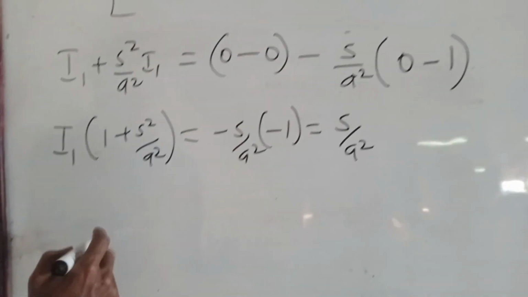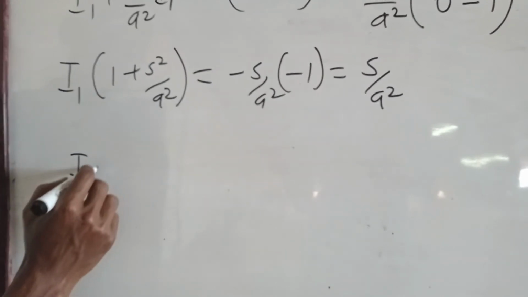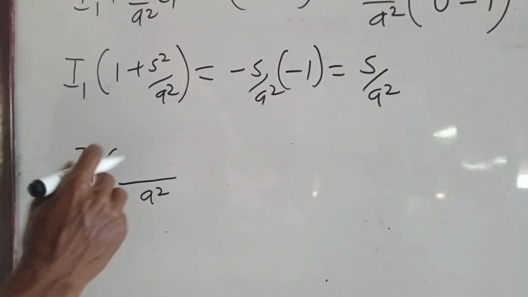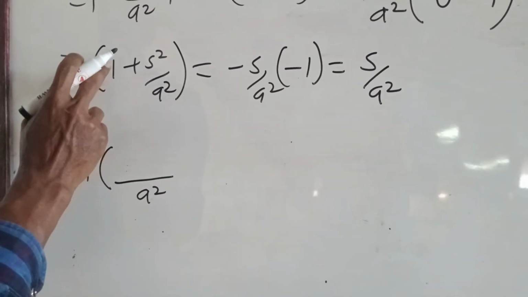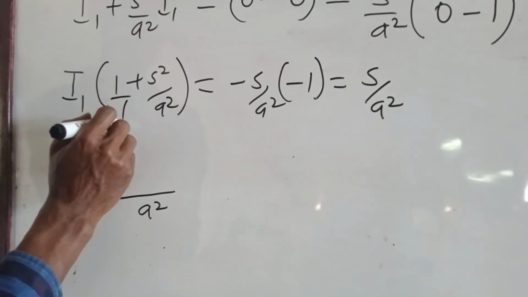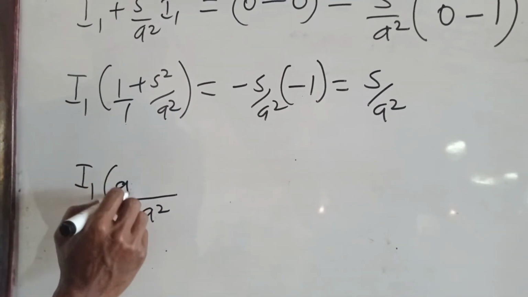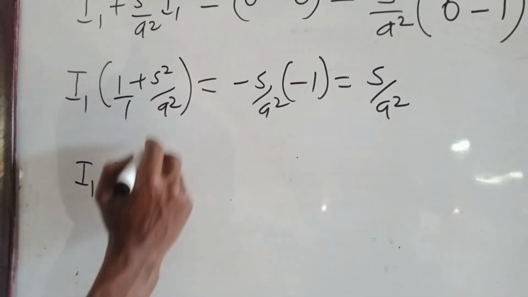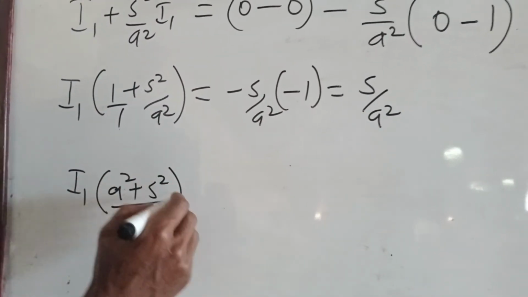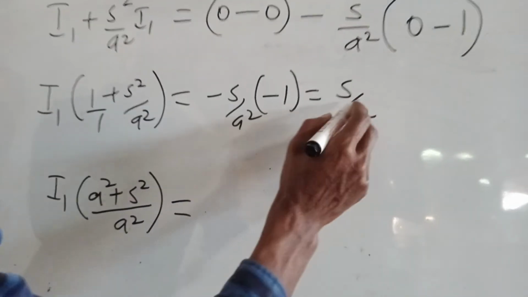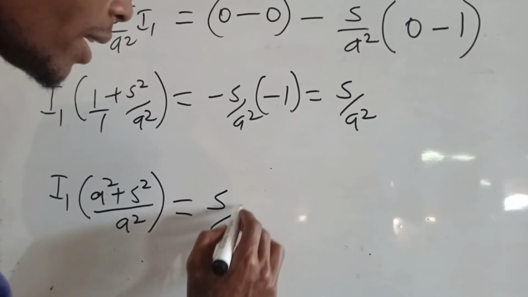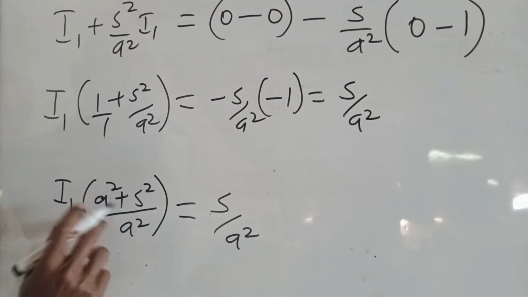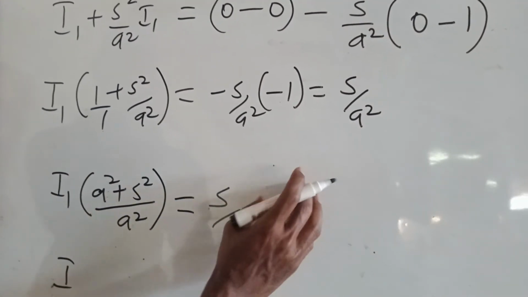Now we come down here and say I1. We make a common denominator of a squared. A squared divided by 1, you get a squared, times 1 is a squared. Plus a squared divided by a squared is 1, times s squared is s squared. This is equal to s over a squared. Okay, so I1, we want to remove this side and put this value on the other side.